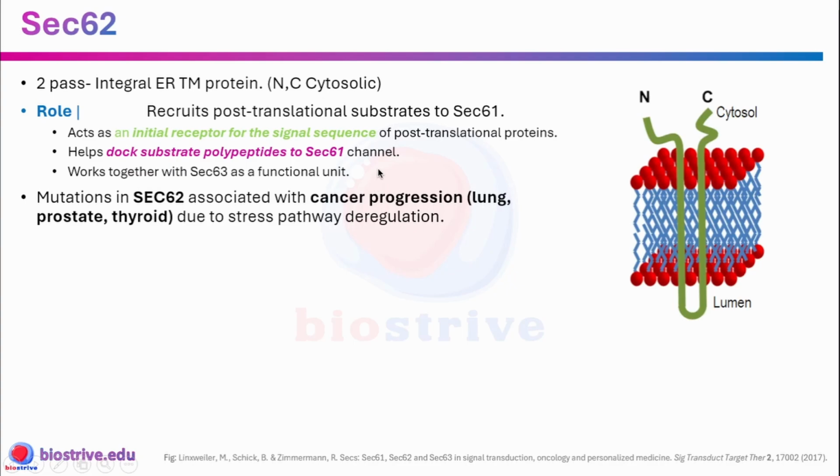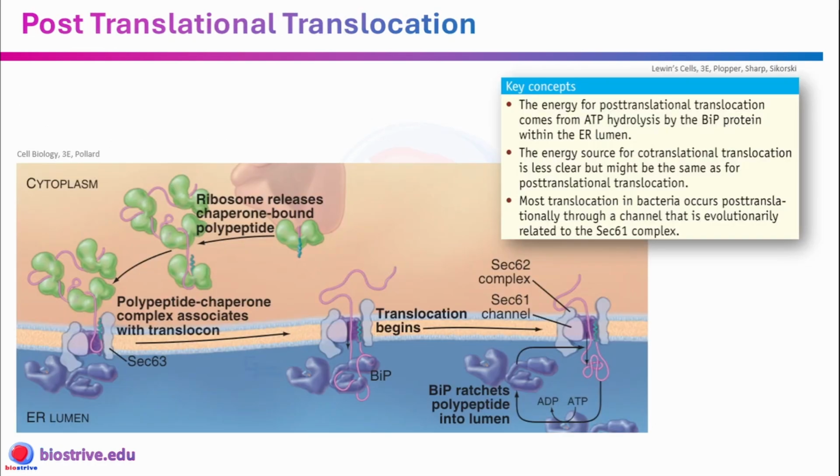Mutations in SEC62 are associated with cancer progression, specifically lung cancer, prostate cancer, and thyroid cancer, due to stress pathway deregulation. In post-translational translocation, the energy is provided by ATP hydrolysis by the BiP protein, which ensures unidirectional transport and prevents backsliding. The energy source for co-translational translocation is not very clear, but it is very similar to post-translational translocation, with ATP hydrolysis related to initiation of that process.